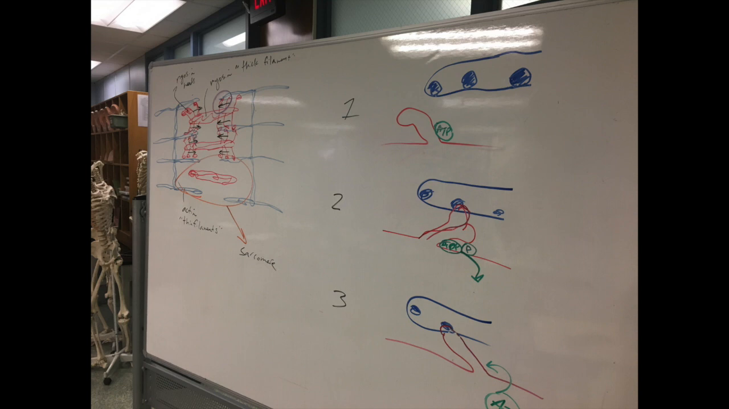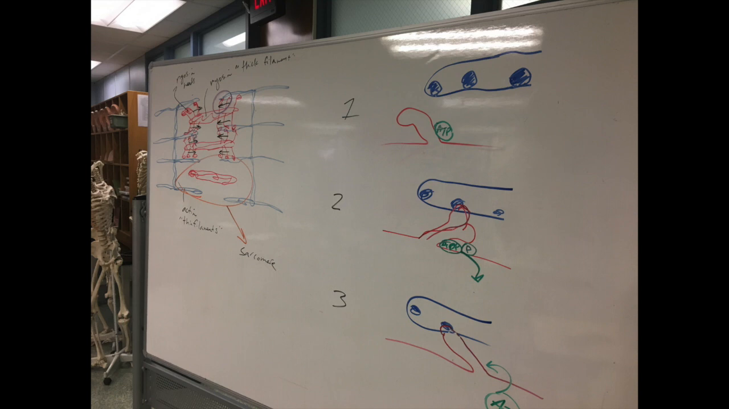Now, we'll start with this myosin head in this relaxed position, okay? So it's just kind of hanging out. The first thing that will happen is that ATP comes along. I'm going to draw ATP in green. ATP comes along and it'll bind right there to that myosin head.